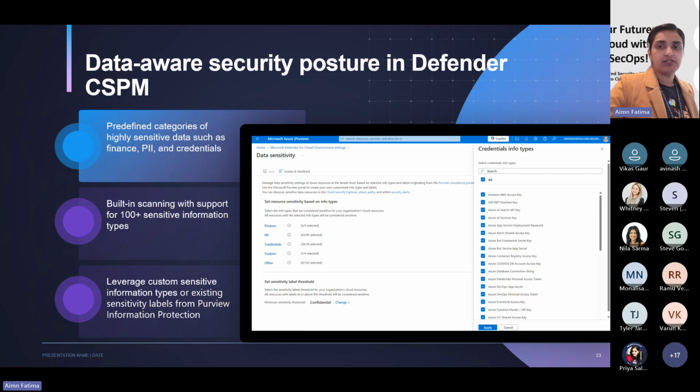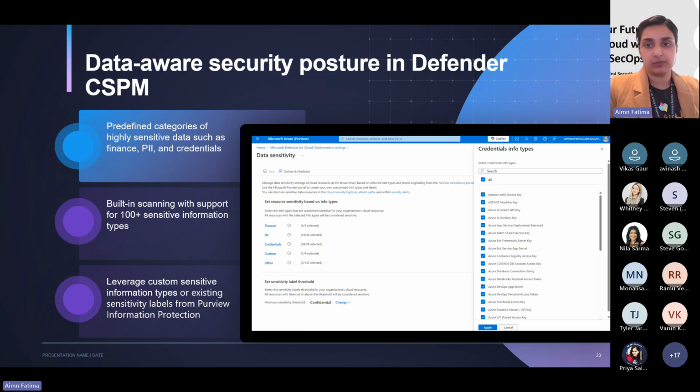There are predefined categories of highly sensitive data within Defender CSPM, and that helps you identify any sensitive data. And there are more than 100 predefined categories. So things like financial information, personally identifiable information, PII, and any user credentials. And this makes it obviously a lot easier to detect and protect any critical data types that are more vulnerable to breaches.